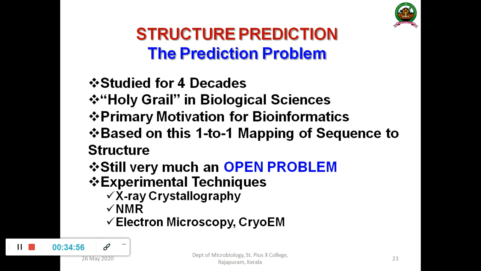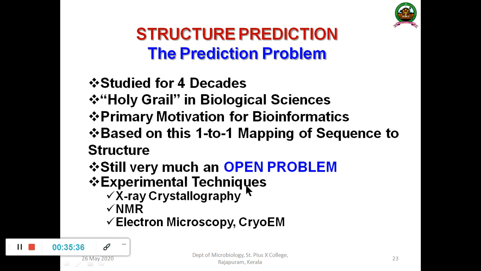Then the relevance of structural prediction. So why do you want to predict the structure? I told you, in order to study the functional aspect of the protein, you require structural studies. The scientific community studied it for nearly four decades, and it was a very big task in biological science. It was a primary motivation of computational biologists. And still it is an open problem, even though we have X-ray crystallography, NMR spectroscopy, and the latest cryo-electron microscopy. It is very tough to identify the structure. It has so many complexities, so many issues.